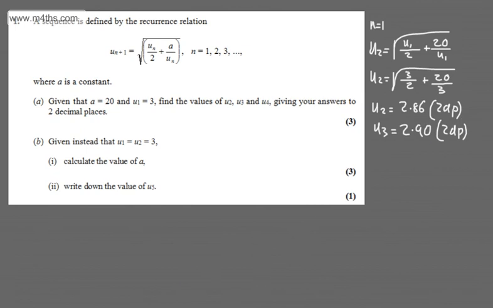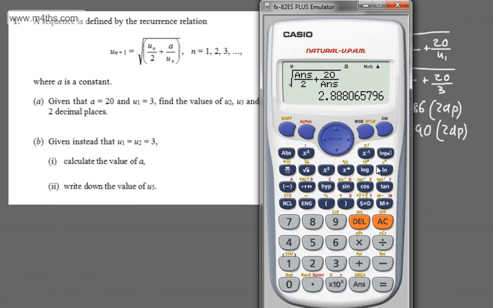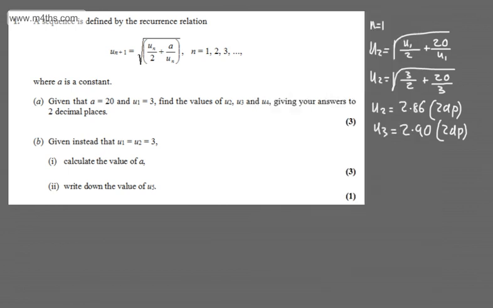If I do that again, I'm now going to generate the next term because I've just subbed in the last one, and that's 2.888 and so on and so forth. So we're going to have u sub 4, and that's going to be 2.89, and that now is correct to 2 decimal places. So as stated, that question won't come up. I've included it for completeness.